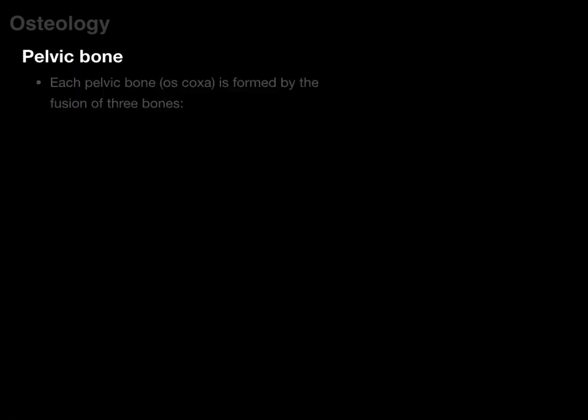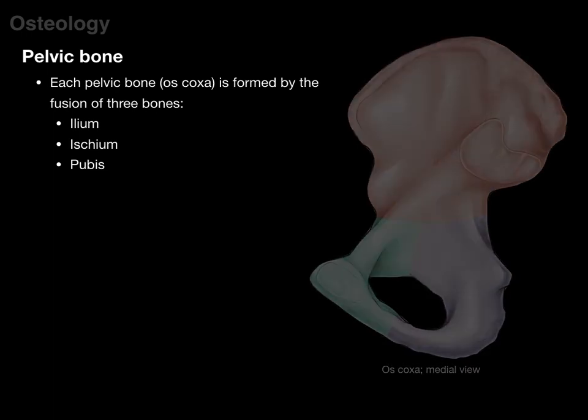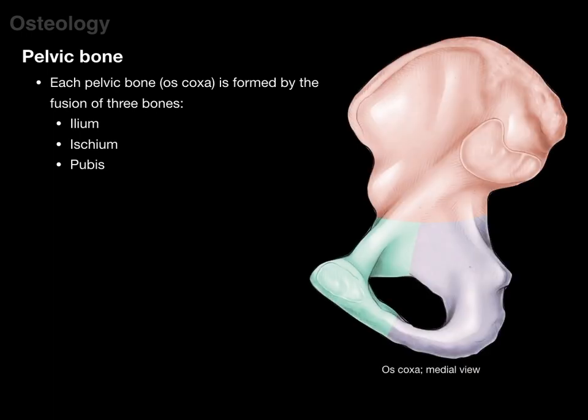And we blow that up, and each pelvic bone is formed by the fusion of three bones, the ilium, the ischium, and the pubis. So in this medial view of one pelvic bone or os coxa, there's our ilium, there's our ischium, and there's our pubis. So to start, we're going to do landmarks of the pelvic bone, so those three bones together.